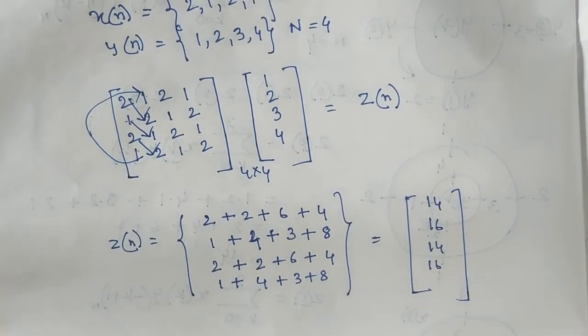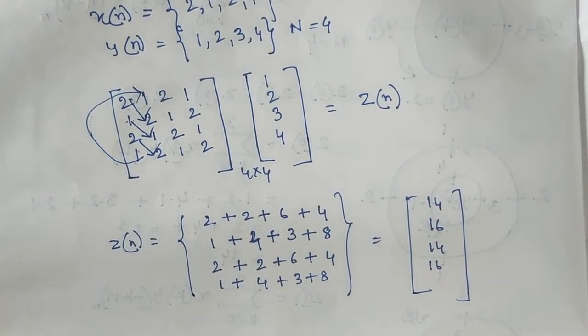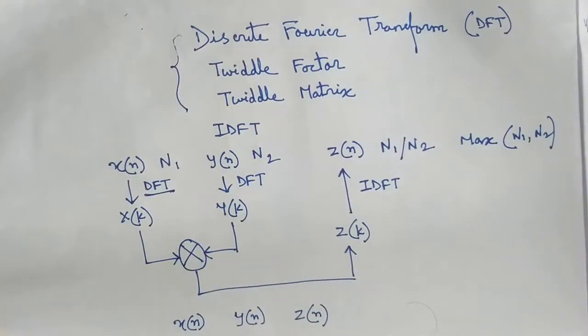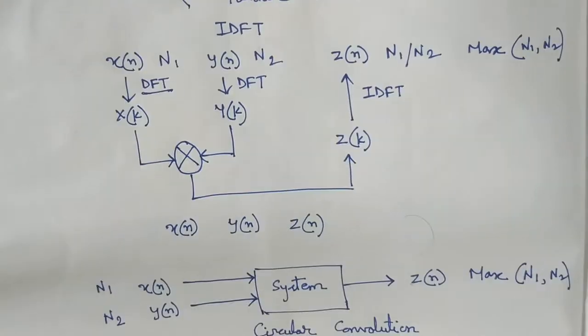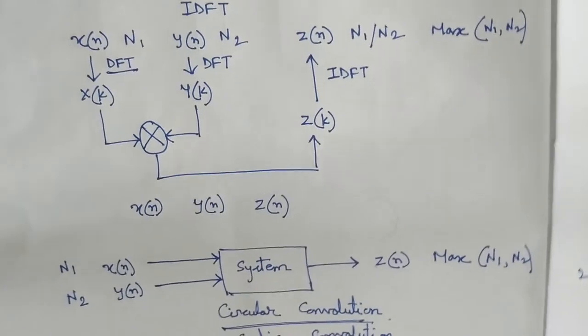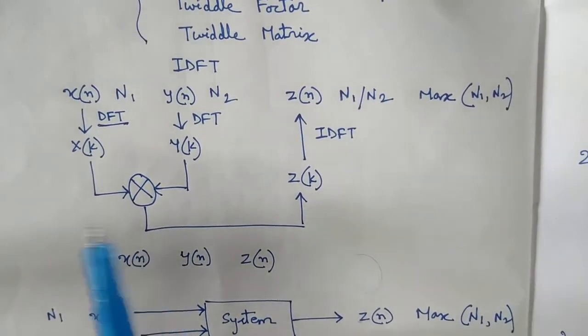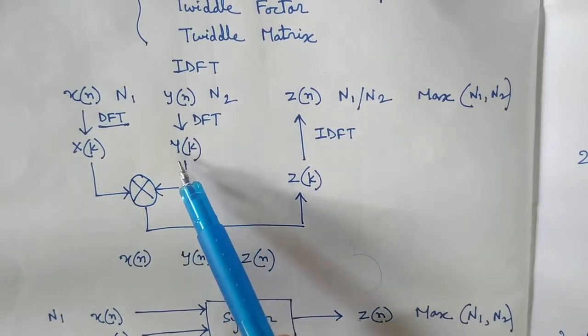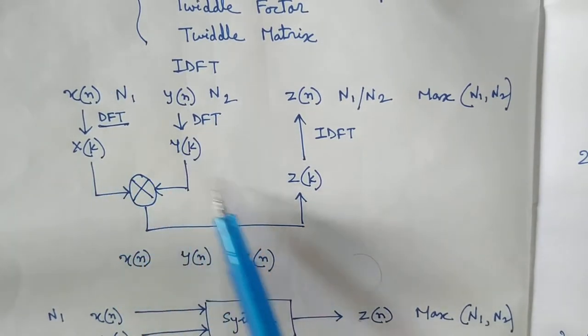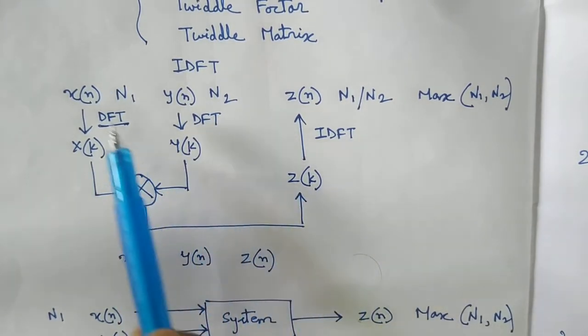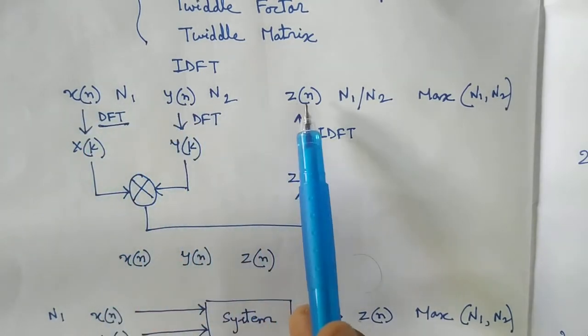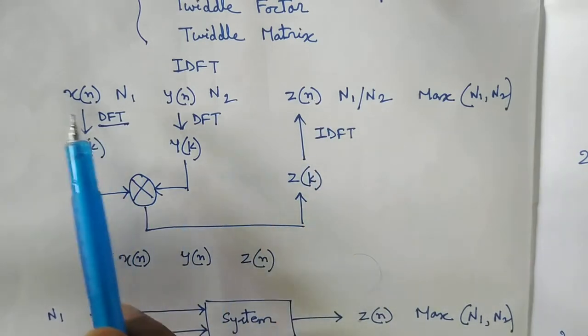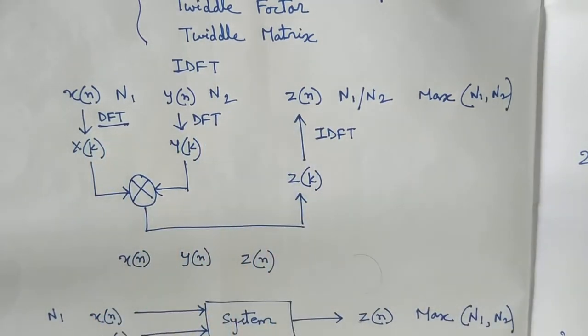Now, in the earlier example, we have discussed here that if xn generates Xk, yn generates Yk, and if Xk multiplied with Yk gives Zk, then what is the relation between xn, yn, and zn? Then we have said that zn is the circular convolution of xn and yn. Let us see that.